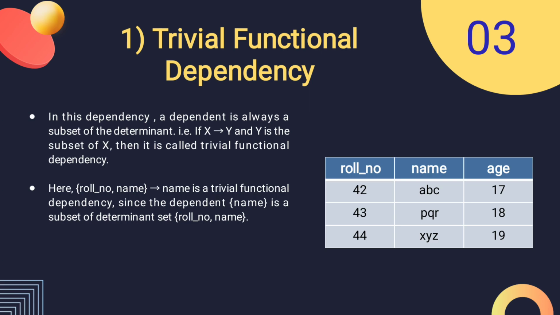This means that the dependent, name, is a subset of the determinant set, roll number and name. That is, the dependent is already present in the determinant set. We are not getting anything new from it. This type of dependency is called trivial functional dependency.